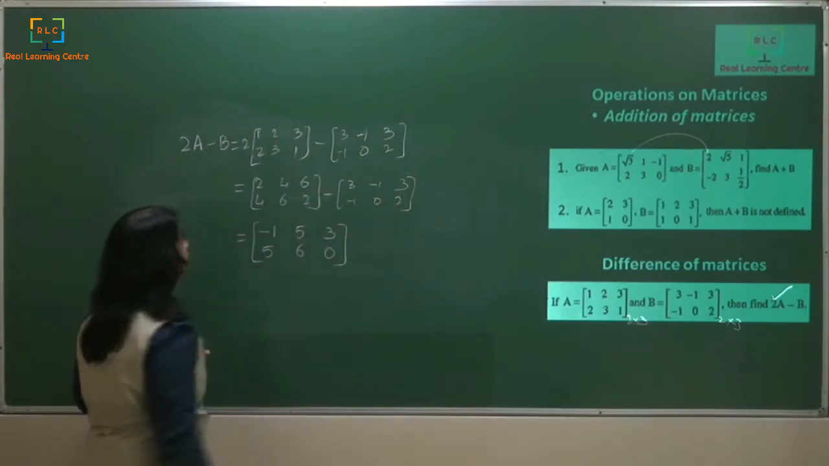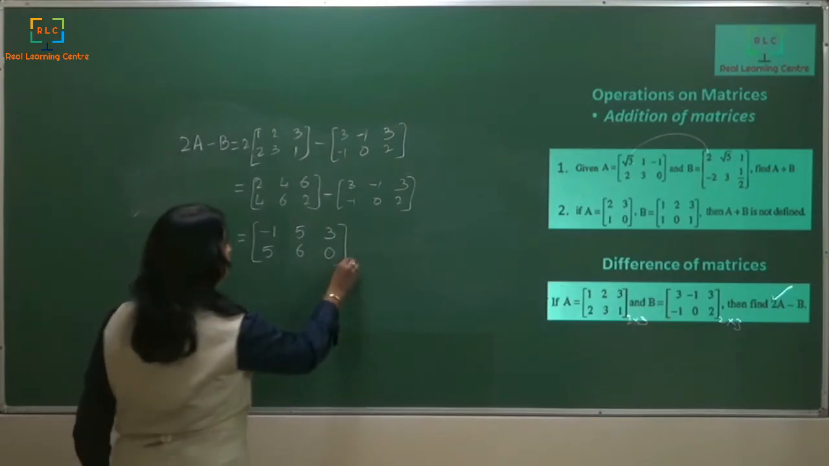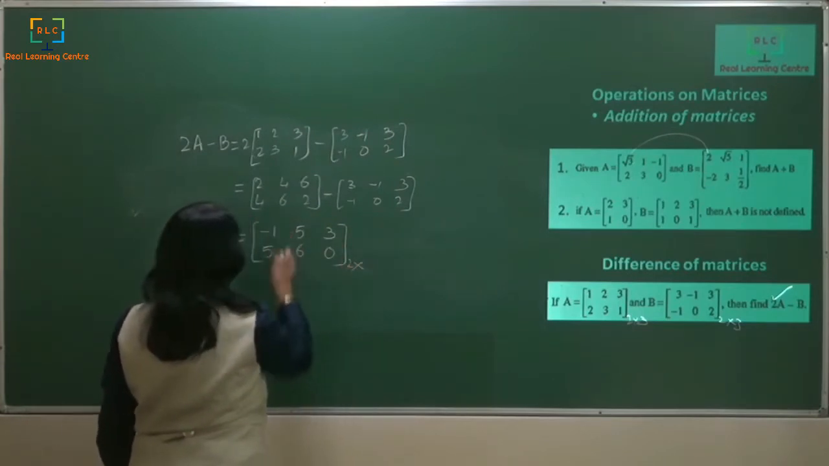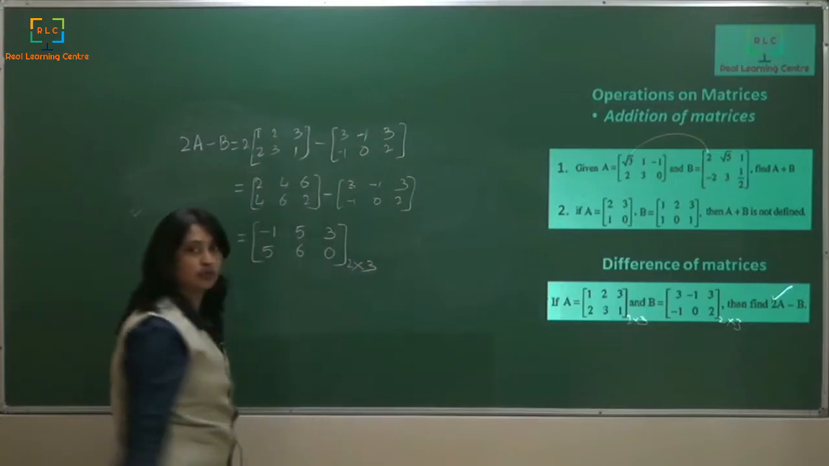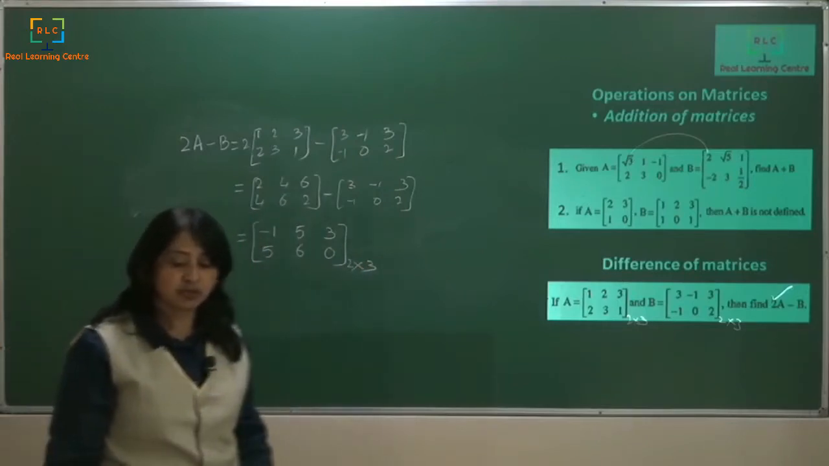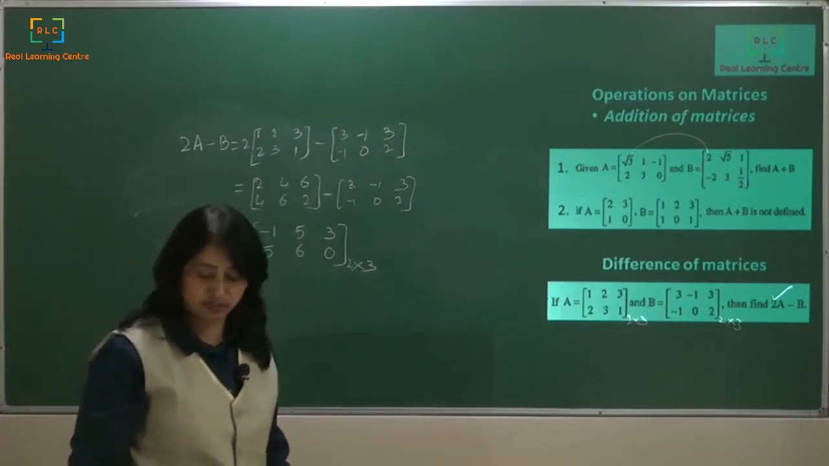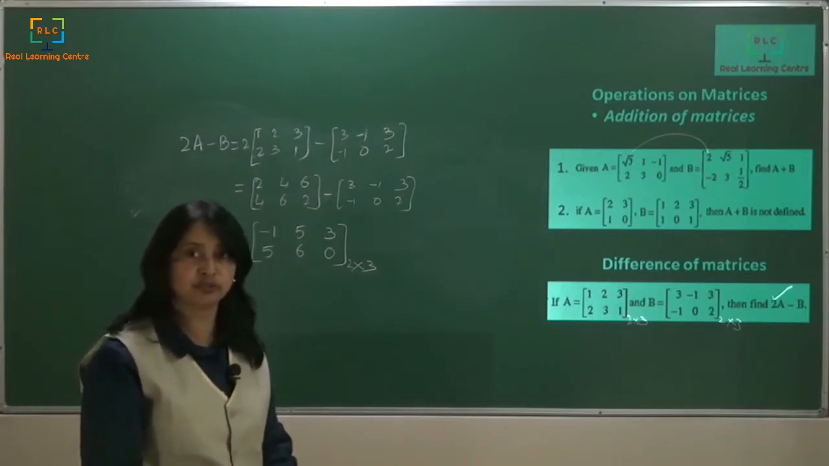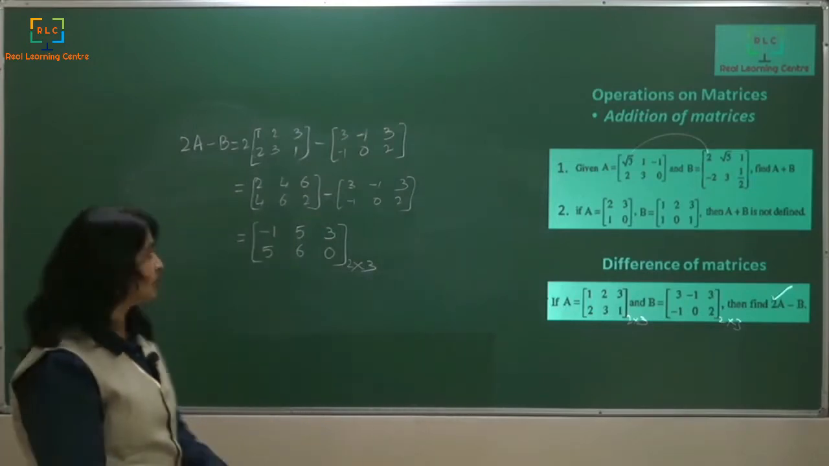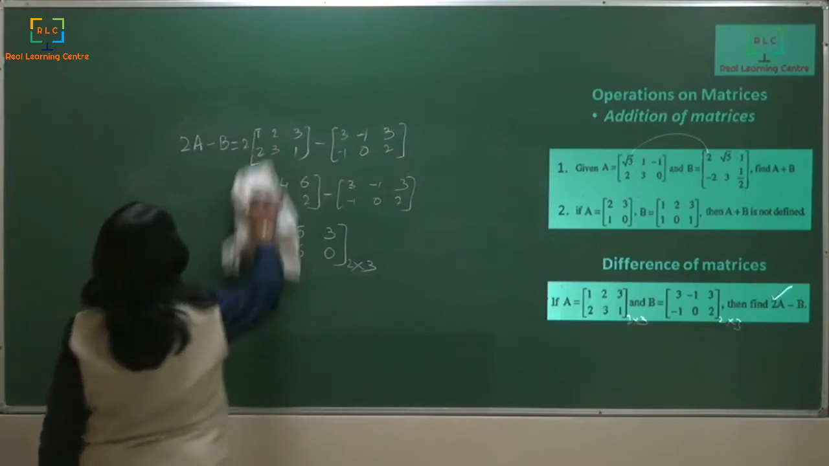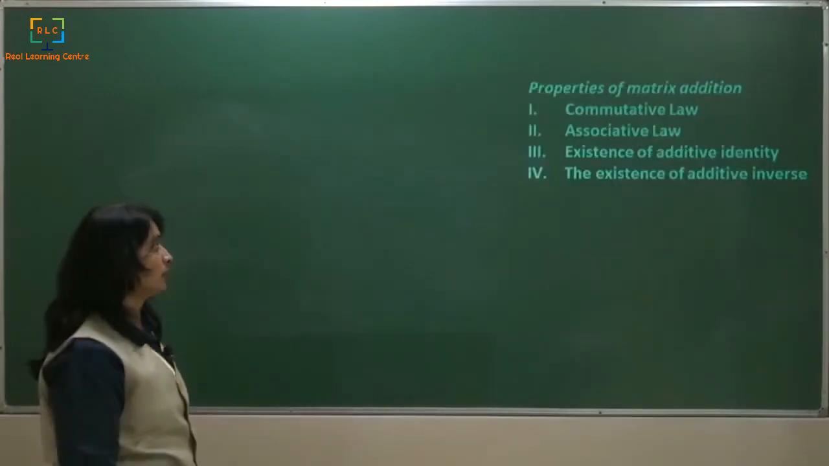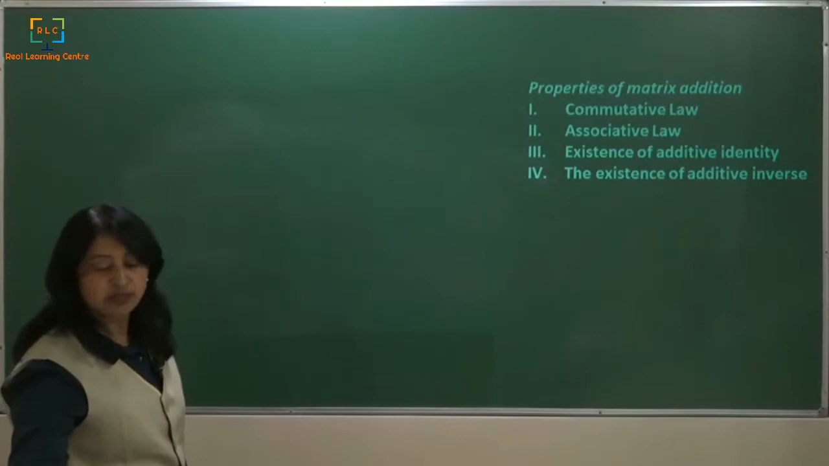I have got the matrix, and this also is of the order 2 rows and 3 columns, so it is of the order 2 cross 3. Now this is about the general addition and subtraction of the matrices, and now let us get into the properties of matrices. Okay, here we go to the properties of matrix addition.